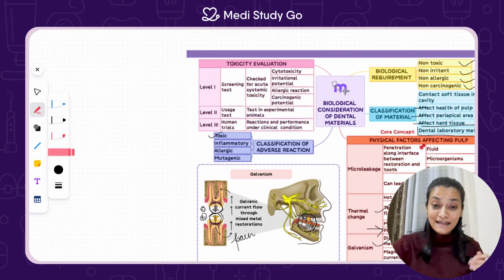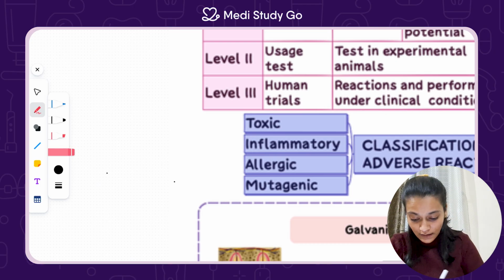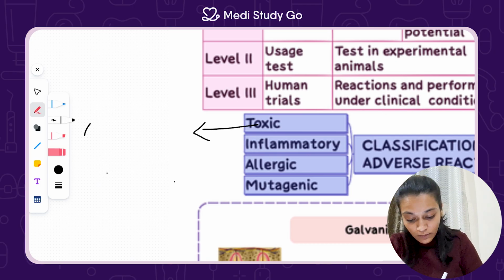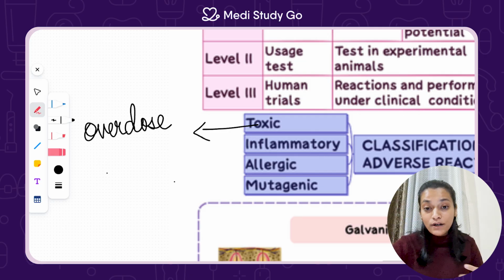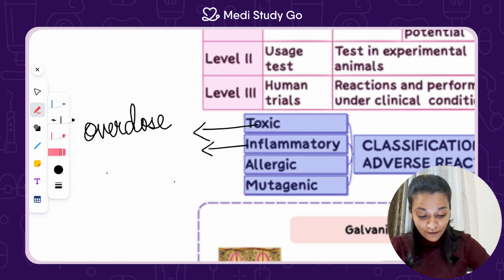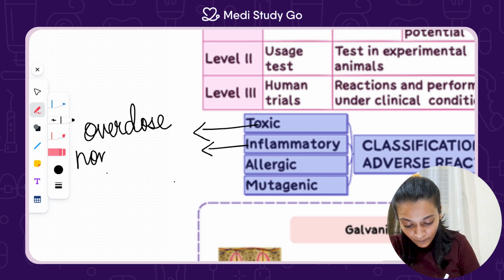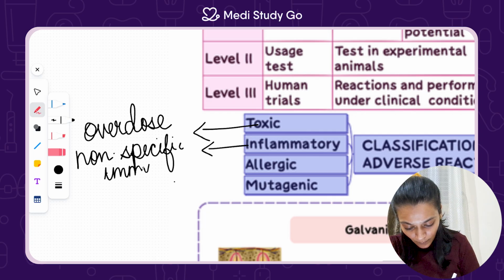Now, so let's talk about classification of adverse reaction. The first one, toxic reaction, is actually always related to overdose. So what we know here is overdose of anything will elicit the toxic reaction. Talking about inflammatory reaction, now it will actually not be specific immune system related. It will somewhat behave like a pseudo-allergic reaction.